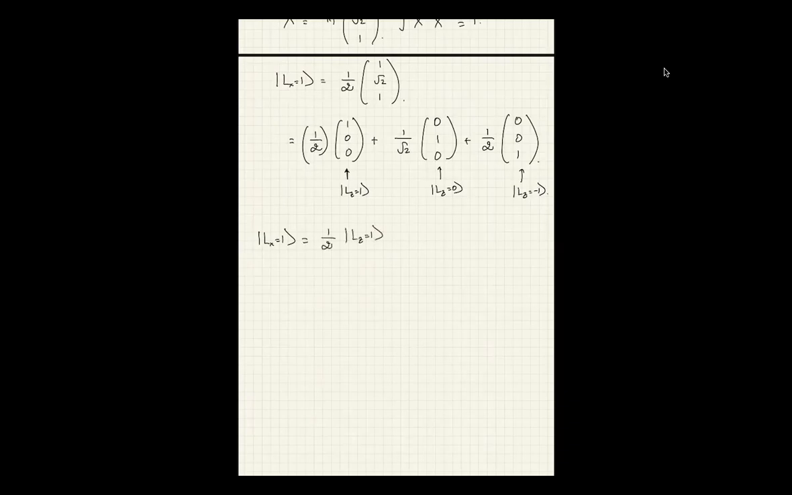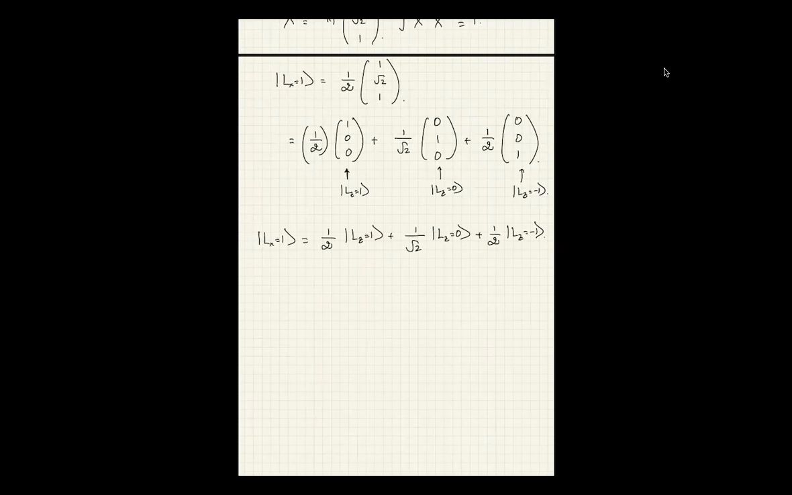Lz equals 1 plus 1 over root 2, Lz equals 0 plus 1 half, Lz equals minus 1. Okay, so this is the solution to the problem. Of course, you can go ahead and write down the other two eigenvectors also, which I leave it to you to do. It's not very hard to do.